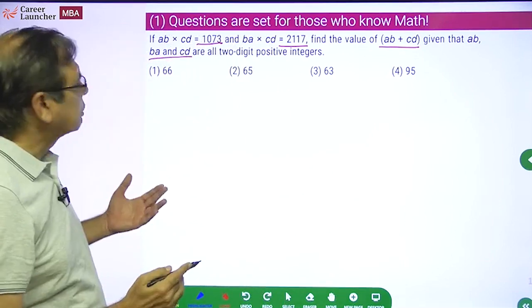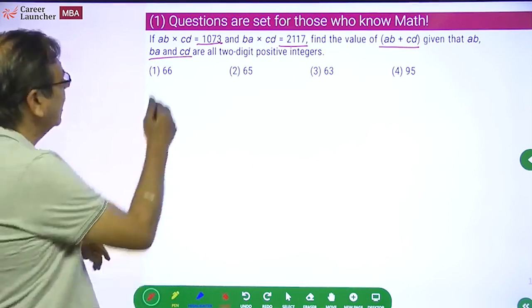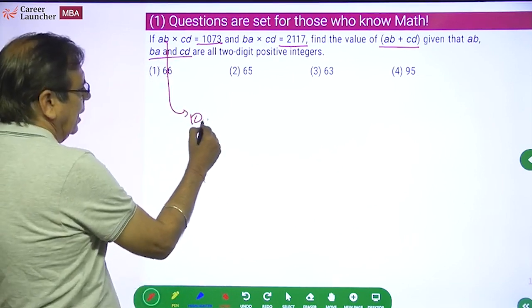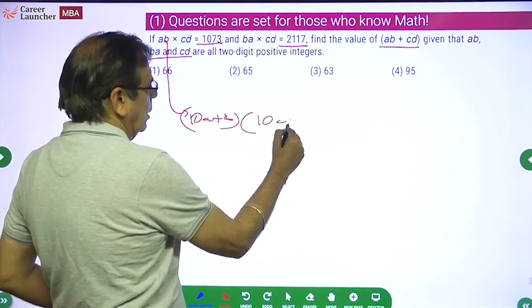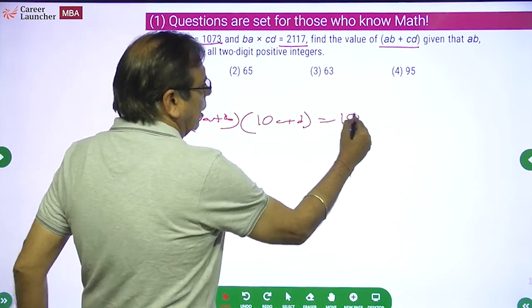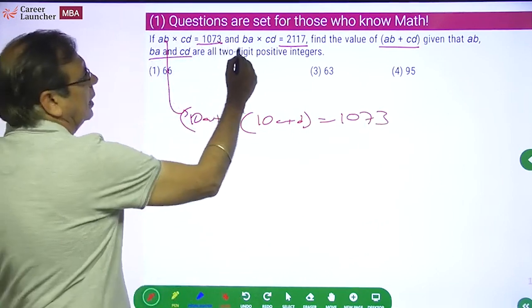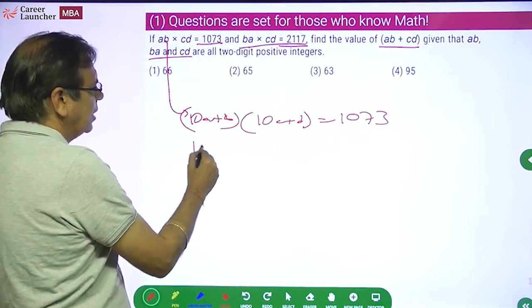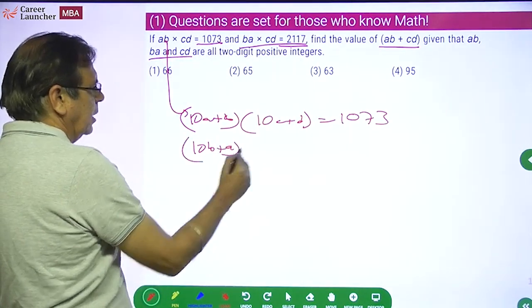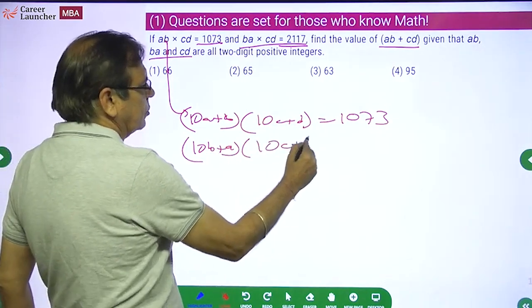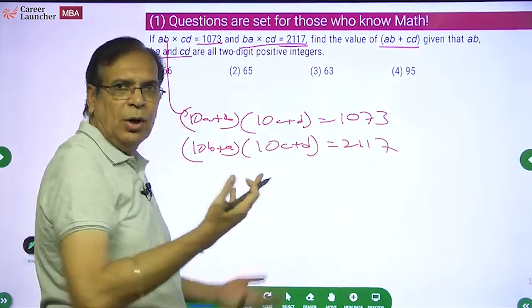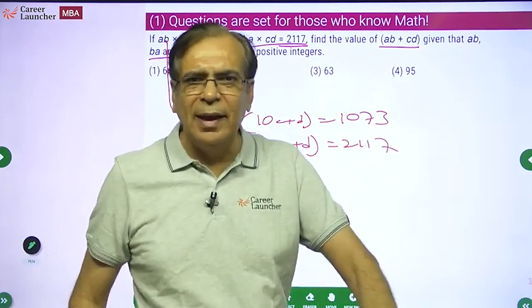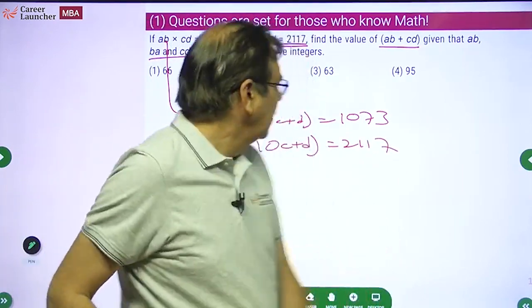ठीक है? जिसको maths आती है वो लग जाएंगे. वो क्या करेंगे? They will say this is 10A plus B and they will create into 10C plus D is equal to 1073. Very good. Similarly, you will create an equation out of this which says 10B plus A into 10C plus D is equal to 2117. दो इक्वेशन, चार वेरिएबल, टाइम पर बात करेंगे, leave the question, move on, isn't it?